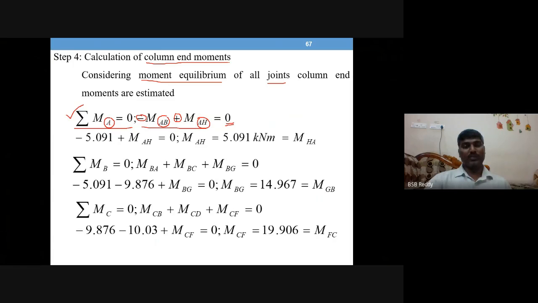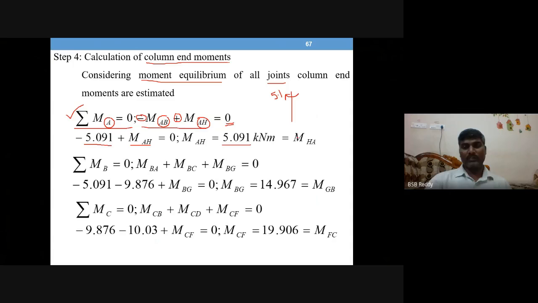So the first equation applied is sigma MA equal to 0, and joint A has only two members, one beam and one column. The beam moment is already known to you, so you substitute it here and you get the column bending moment. The column end moment is positive, which means it is clockwise. So for column AH, you have found a moment value that is clockwise. This value is 5.109, which I have made 5.1.